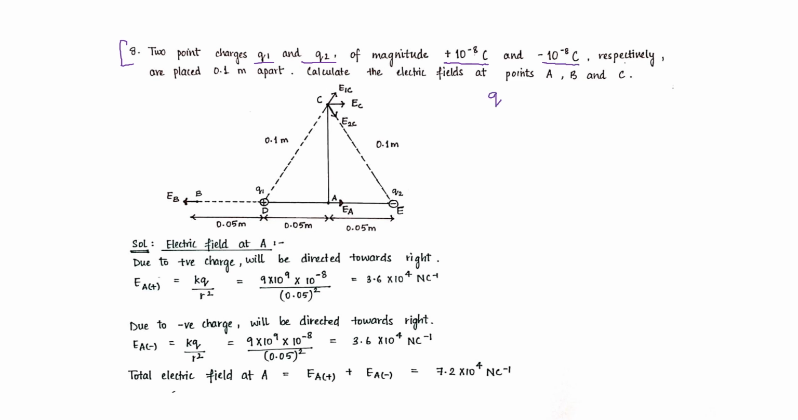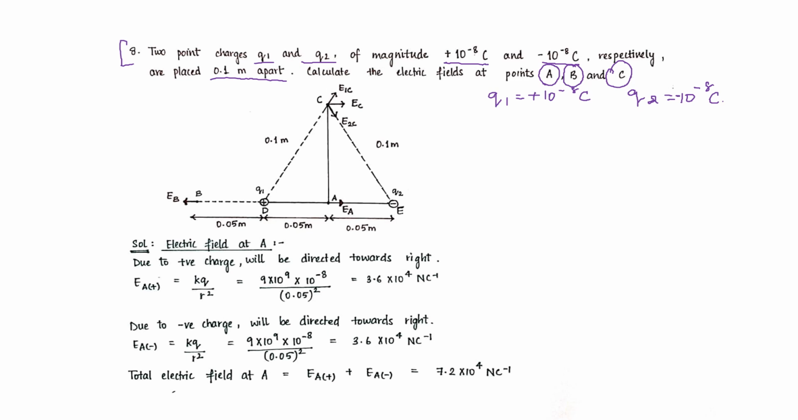Q1 is having magnitude of plus 10 to the power minus 8 coulomb and Q2 is having magnitude of minus 10 to the power minus 8 coulomb. Okay, are placed 0.1 meter apart. Calculate the electric field at point A, point B and point C. So we have to calculate the electric field at point A, B and C.